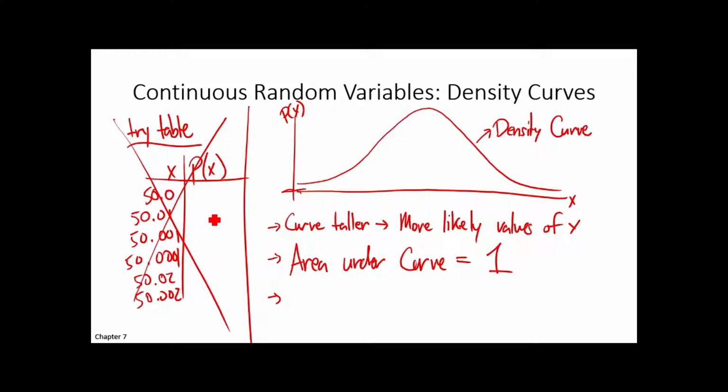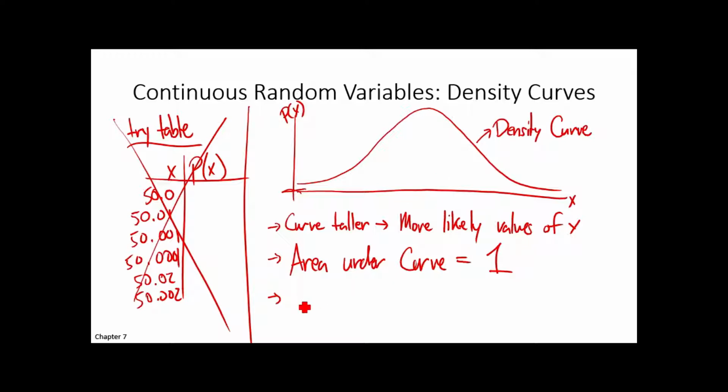In the table, wherever your numbers were bigger, those were more likely events. In the density curve, wherever it's taller, they're more likely events. In the table, the probabilities had to add up to 1. In the density curve, the area has to add up to 1.